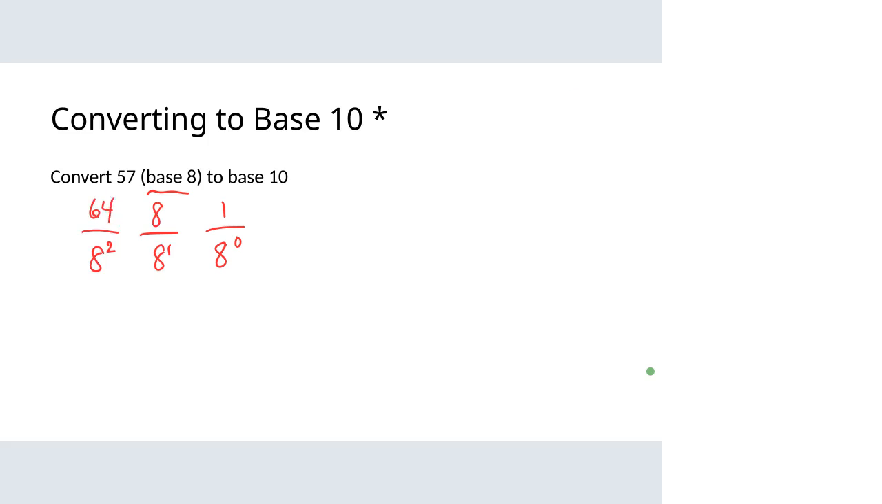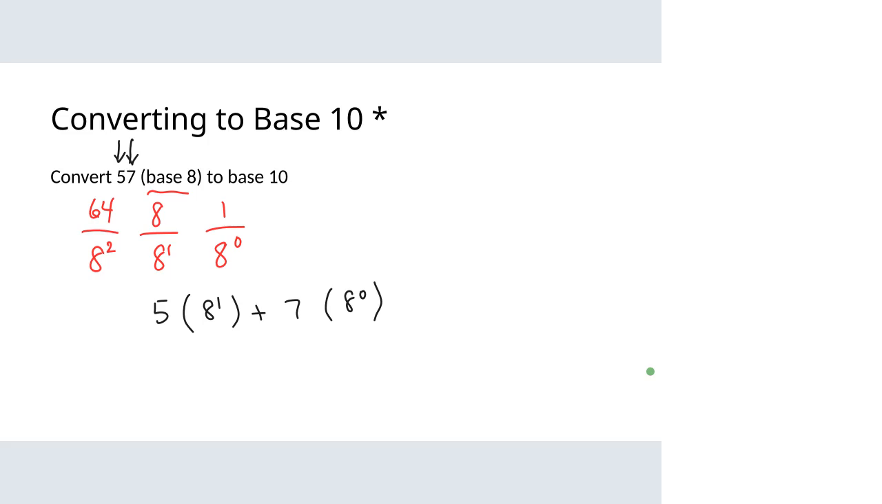Now, the number we were given only has 2 place value positions used, so we're going to use the 8's and the 1's. And so written out in expanded form here, what I have is 5 times 8 to the first power and 7 times 8 to the 0 power.